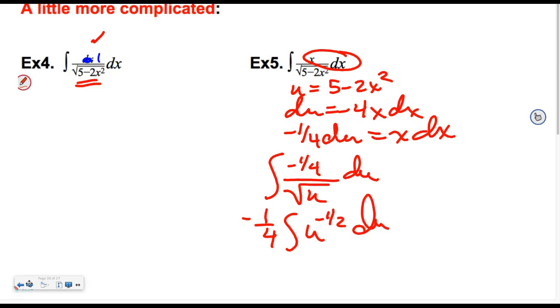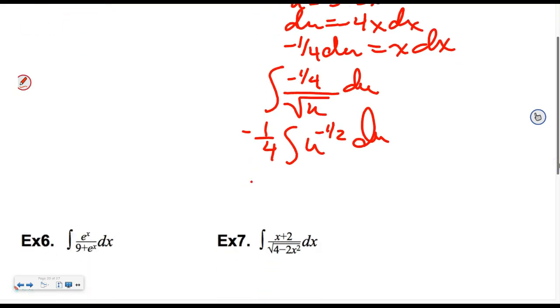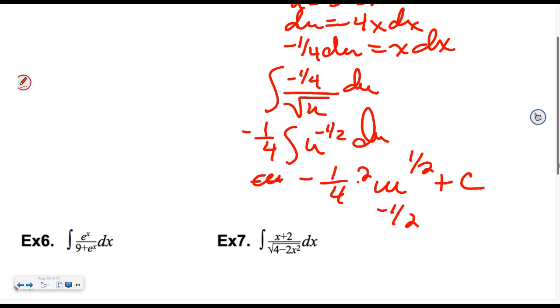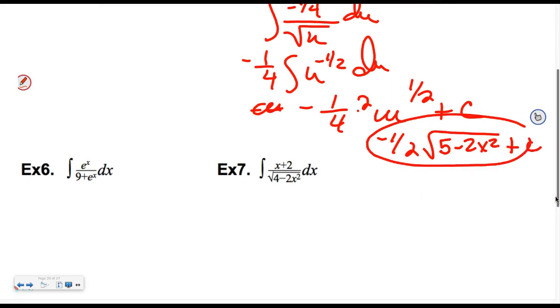This is not a new topic over here on number 5, but number 4 is vastly different. So you really have to be careful. Negative 1/4 u to the, add 1 to the power, divide by that power, tack on a constant. So number 5 ends up being negative 1/2 square root, who was u again? 5 minus 2x squared, plus c.